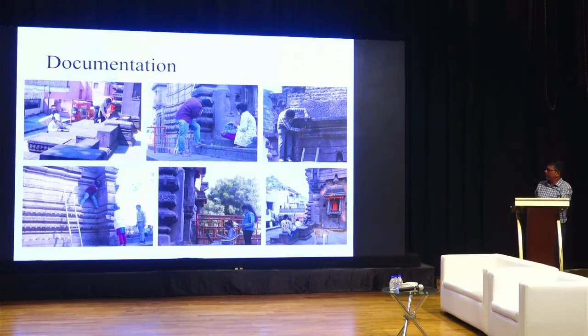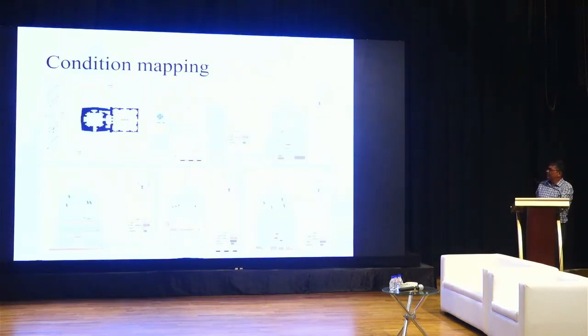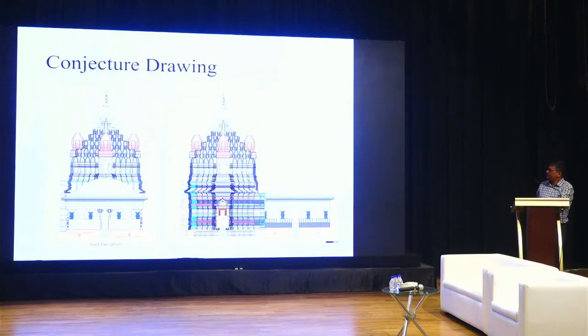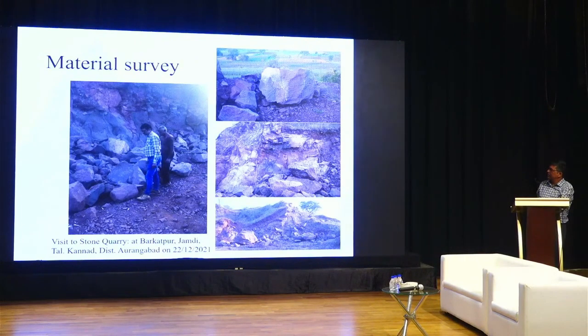This is the documentation we did. Then the conditional mapping, the conjecture drawing. We did the material survey for it. It is built in red basalt, and the red basalt is available in Kannad. It was previously procured at Ajanta caves, but as Ajanta has now become a protected monument, the quarry has been closed.